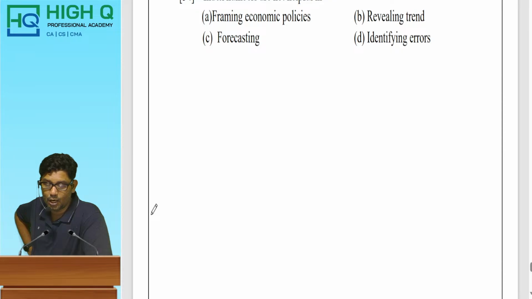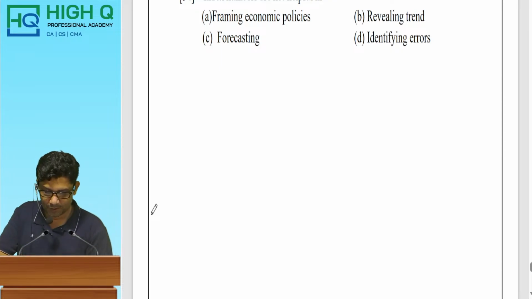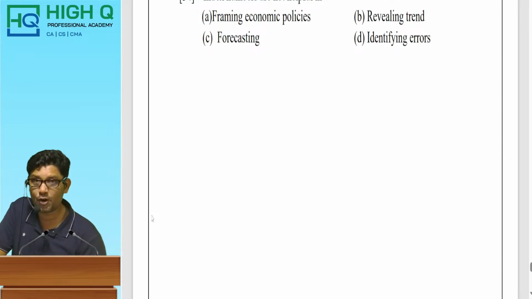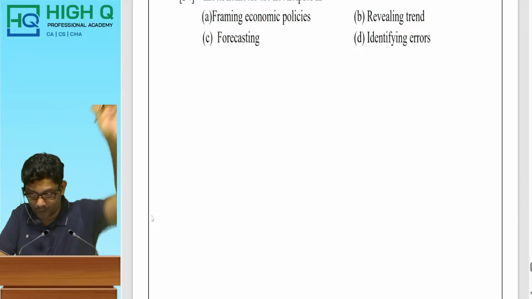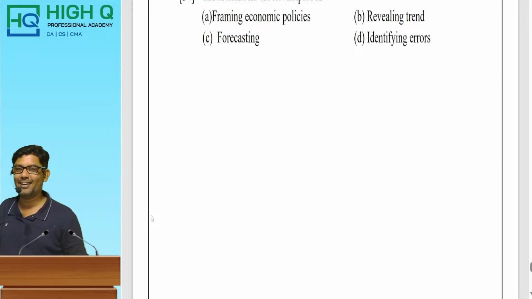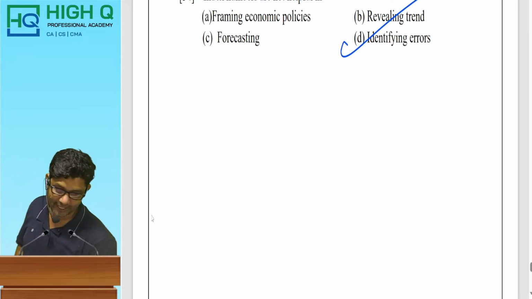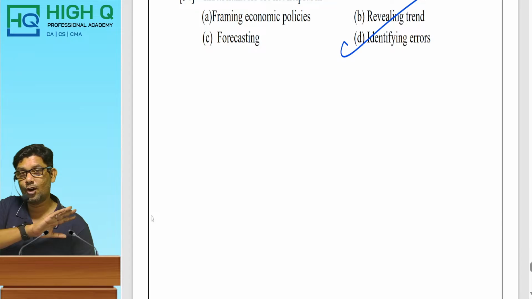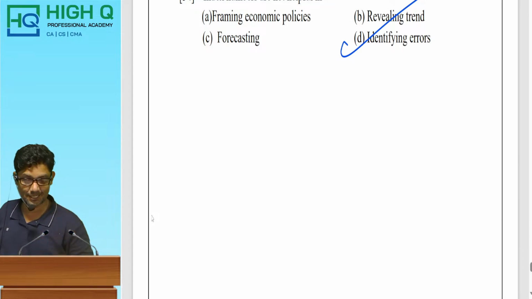Index numbers are not helpful in framing economic policies. My index numbers are for economic policies. So option A, not helpful, is loose. Revealing trend, of course. With economic policies, we are revealing the trend only. Forecasting, of course, it is helpful for forecasting also. Sir, you said everything, sir. Of course. Identifying error. After I nullify all the 3 options, everyone is giving sir D, sir D, sir D, sir.